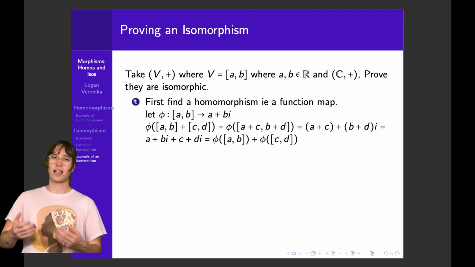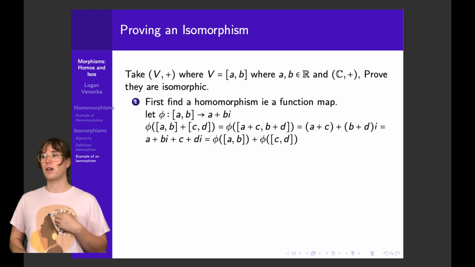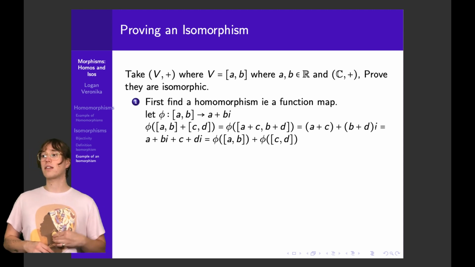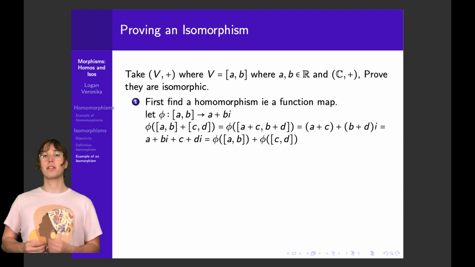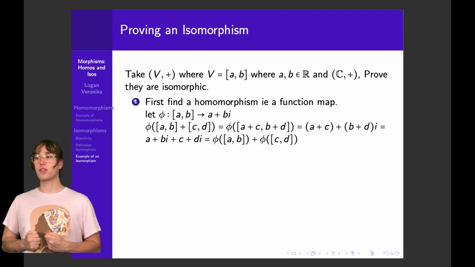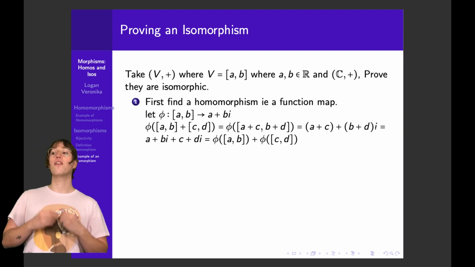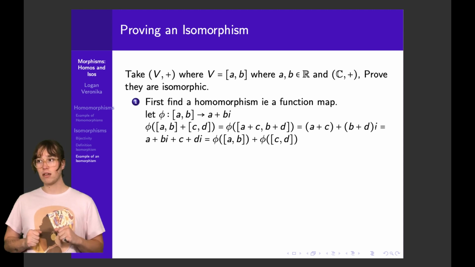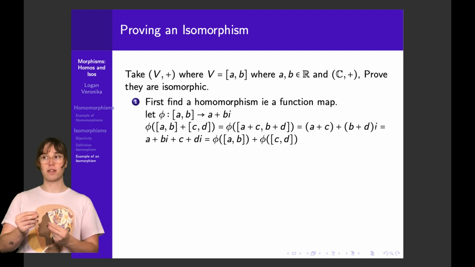Well, that would work, and obviously I knew this example, and so then we can check the homomorphism property. Phi of the vector (a, b) plus the vector (c, d) will be equal to phi of the vector (a plus c, b plus d), which will then be equal to (a plus c) plus (b plus d) times i, which is equal to a plus bi plus c plus di, which will be equal to phi of the vector (a, b) plus phi of the vector (c, d). Thus, it is a homomorphism.